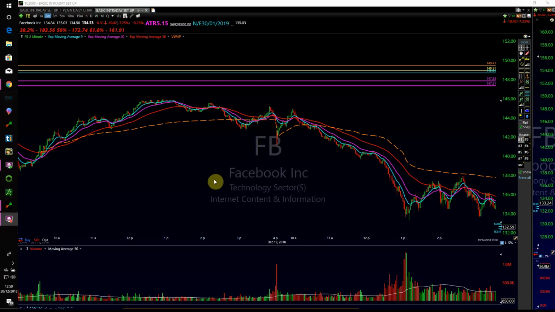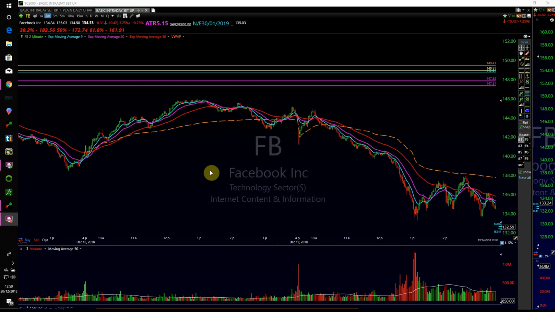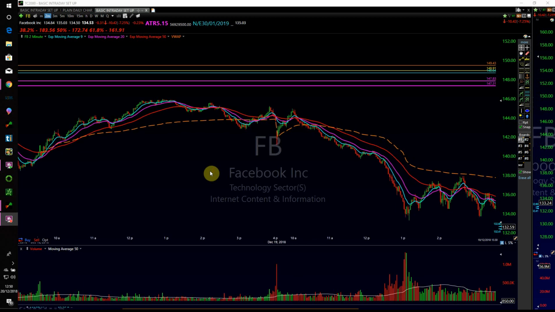Hey guys, good morning. I'm going to do a quick video lesson here. I'm going to keep it as quick as possible on Facebook from yesterday. I'm not really going to talk about it as a trade as such. It's more a look at implementing daily levels.